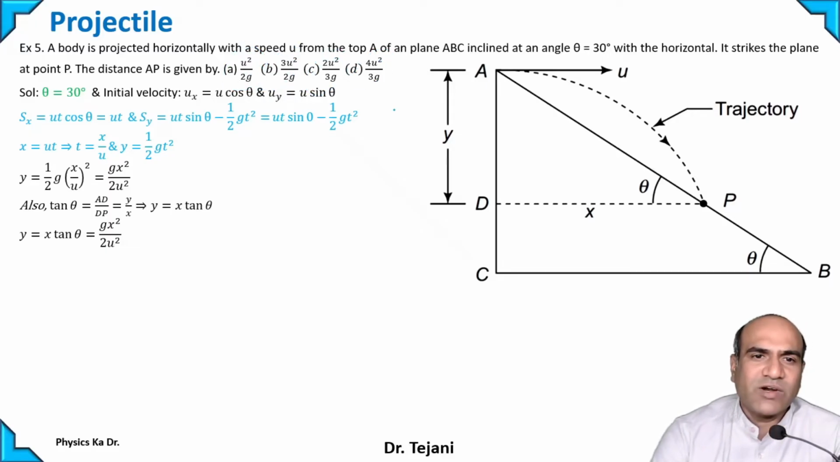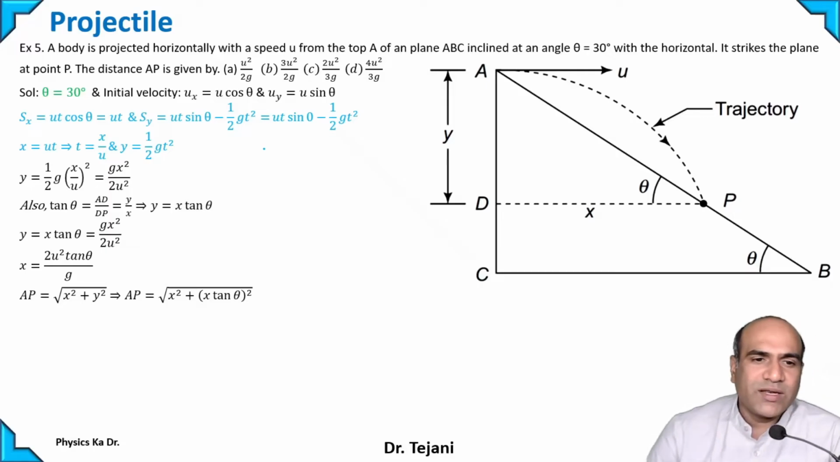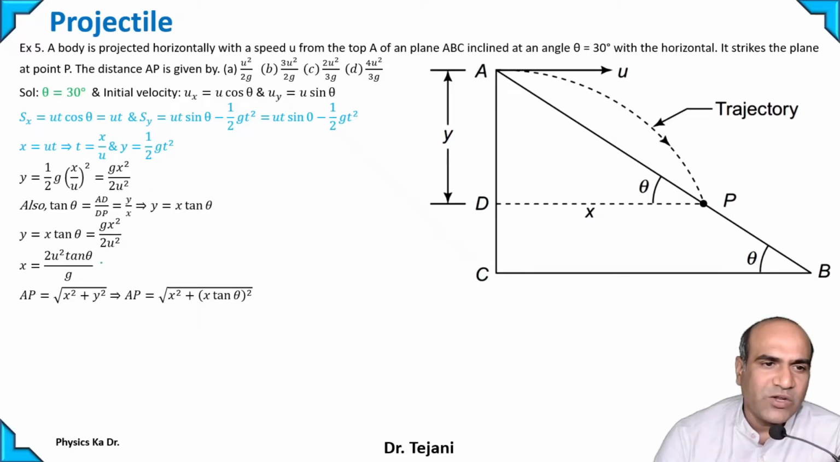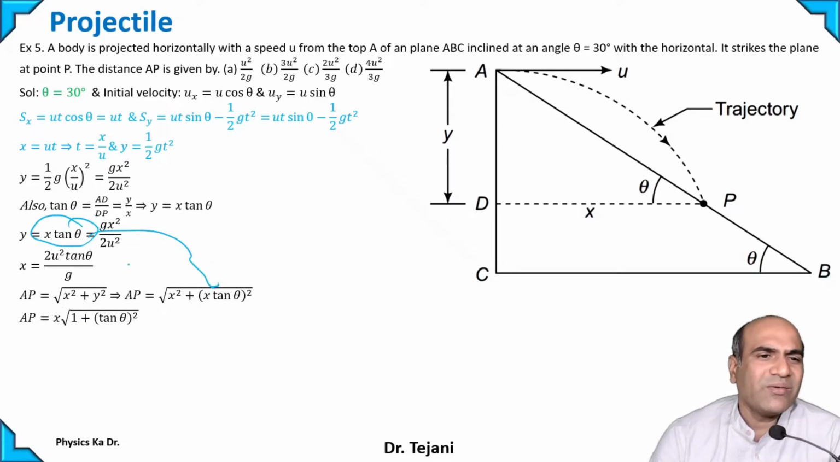Now what next? See, what is our requirement? We need AP, right? So AP is equal to under root x square plus y square. So AP is equal to, you can just put value of y and x. So x square, you can take x tan theta, you can put here, and just take x outside. You can see you have value of x and y, you can put whatever manner you wish, right? You can go for that.